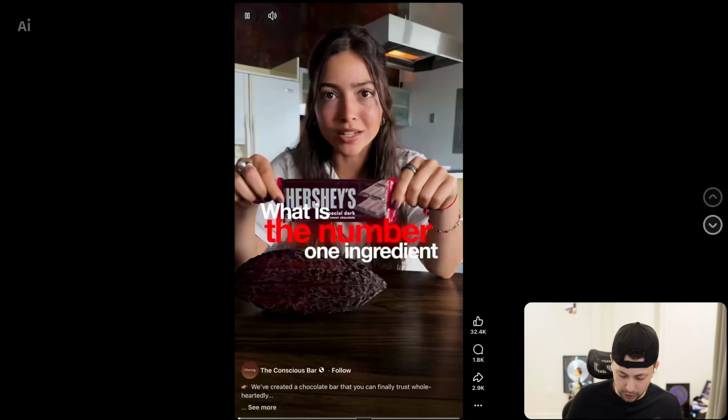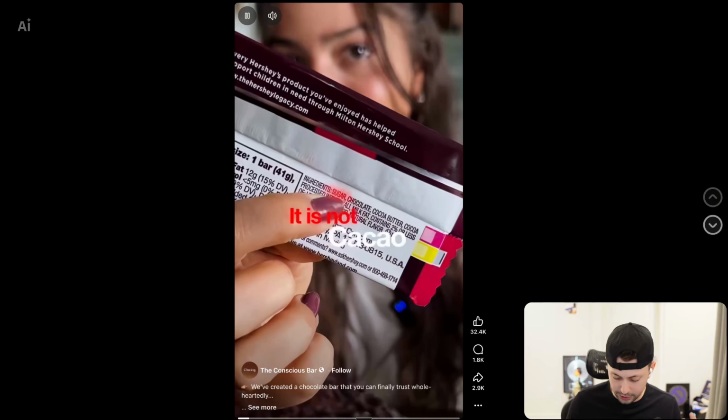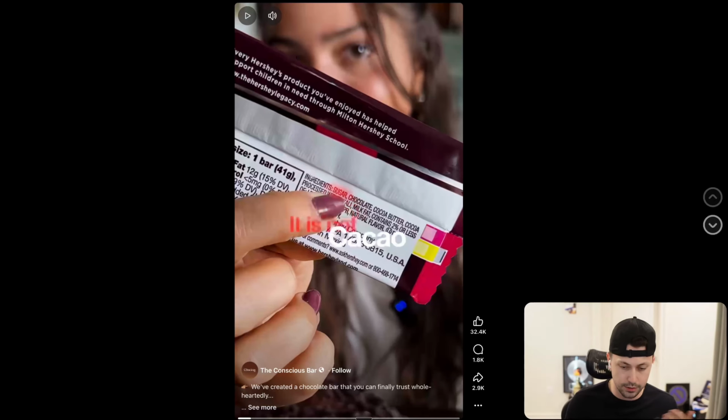What is the #1 ingredient in most chocolate bars? I'll give you a hint. It is not cacao. AKA it's not actually chocolate, okay? And so again, this is this curiosity gap where most people would just assume that. But now what we're doing is we have positioned ourselves as an authority, and we've positioned ourselves in a way to kind of fill in some of this information, right? Because we know something that the customer doesn't.